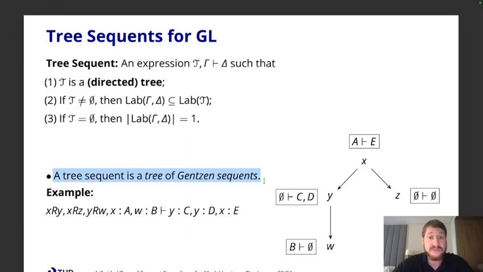So as I said before, a tree sequent is a tree of Gentzen sequents. And I'm giving an example here of a tree sequent, and you can see the tree of Gentzen sequents that it encodes on the right-hand side. As before, the labels represent the vertices in the tree, the relational atoms correspond to the edges in the tree, and then the labeled formulae determine the Gentzen sequents that are associated with the various vertices. Okay? Note that there are no labeled formulae associated with z, therefore the empty sequent is associated with z.